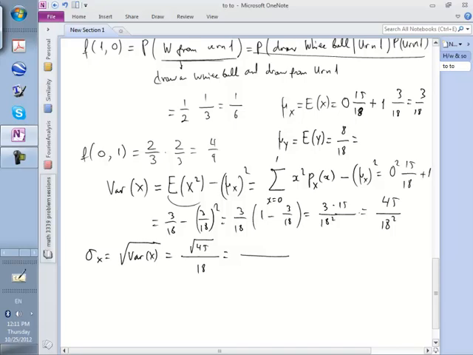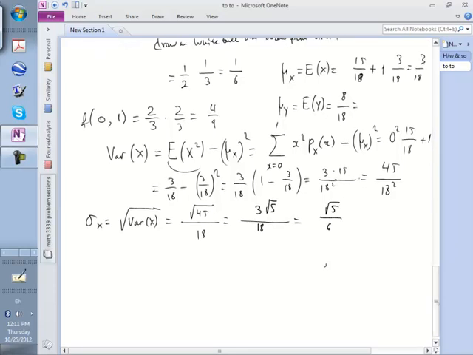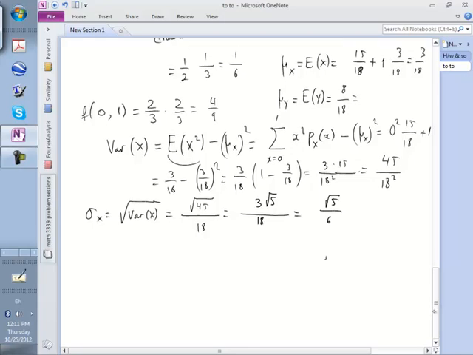And what is, let's factorize 45? It's 9 times 5, so the square root will be 3 times the square root of 5 divided by 18. Let's simplify a little bit. Square root of 5 divided by 6. Any questions so far? Because the next thing to do would be to find the standard deviation of y. The standard deviation of y will be the square root of the variance of y, so let's find the variance of y.